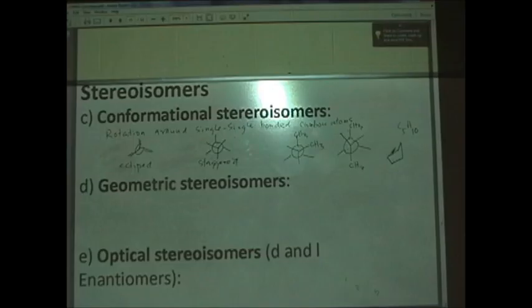Now in cyclohexane, you have a boat conformation and chair conformation. I'm going to talk about that a little later. Those are the rotation around a single bond. How many of you understood it? There are minor energy differences.